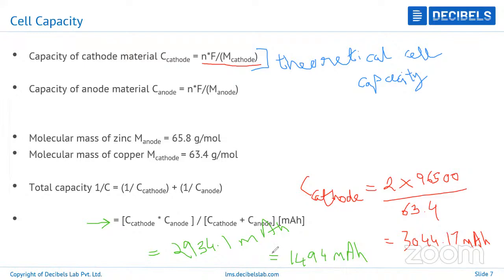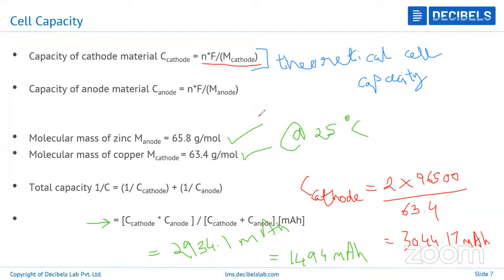Please do keep in mind that it is for these specific molecular masses, again at 25 degrees Celsius. So this will be your cell capacity. You can write this down. Cell capacity is 1,494 milliamp hours. This is how you calculate your cell capacity using this particular equation.